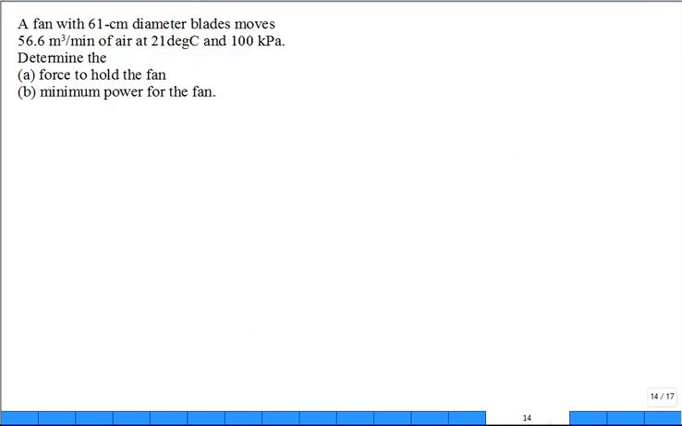Let's solve this problem. A fan with 61 centimeter diameter blades moves so many cubic meters per minute of air. The air is at 21 degrees C and 100 kPa. Determine the force needed to hold the fan in place and the minimum power for the fan. So we think about a large fan blade with a motor connected to it.